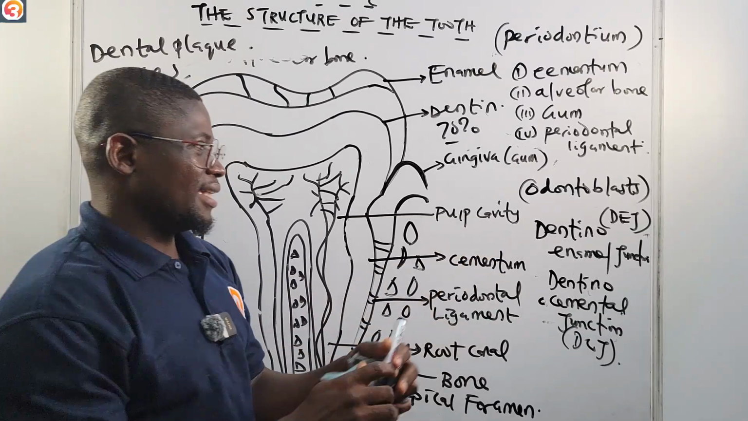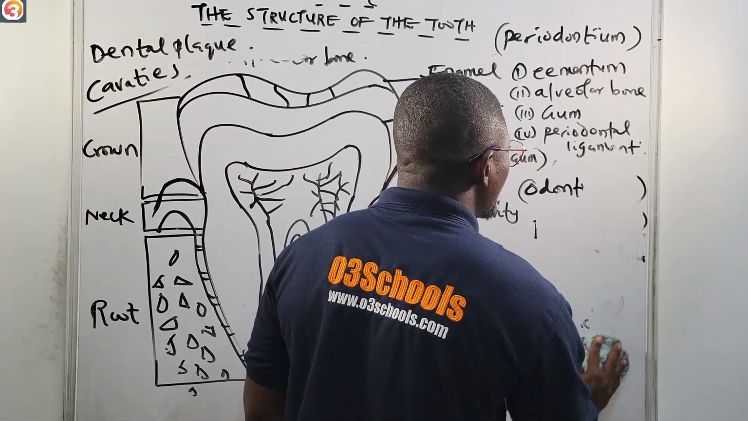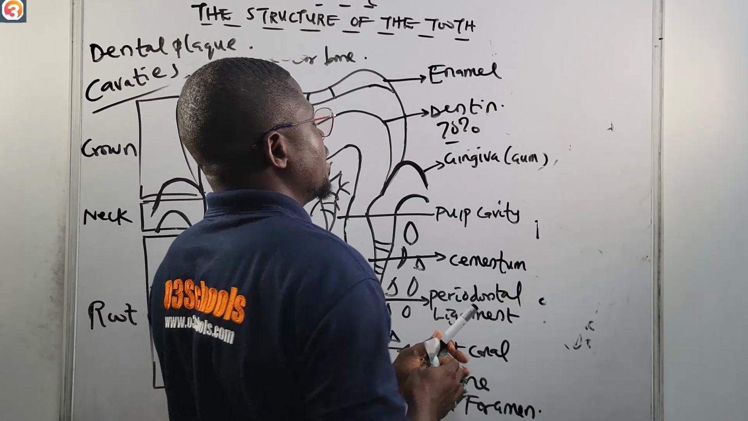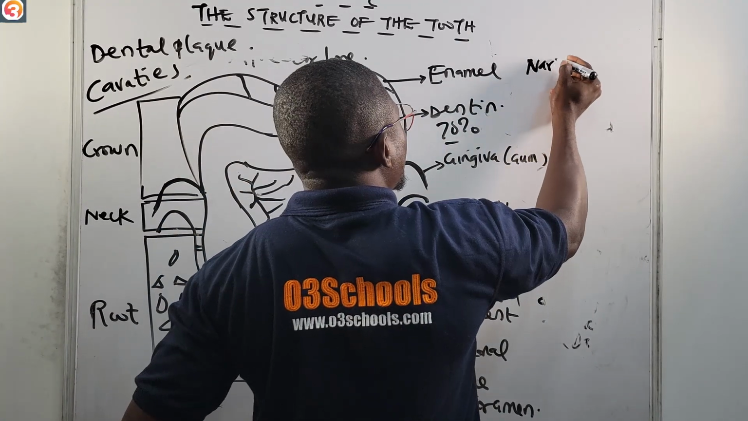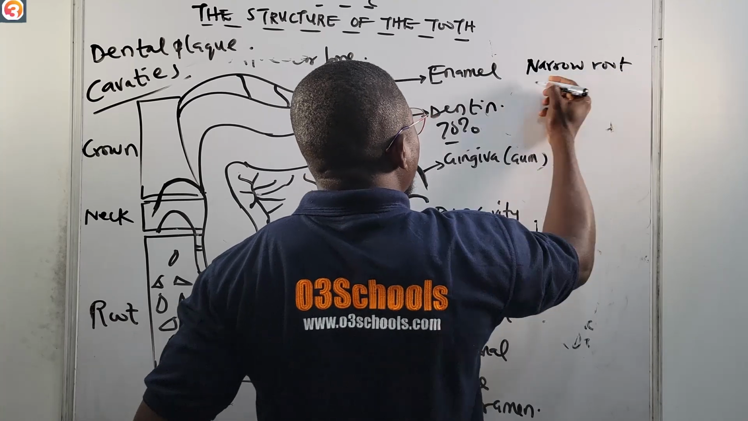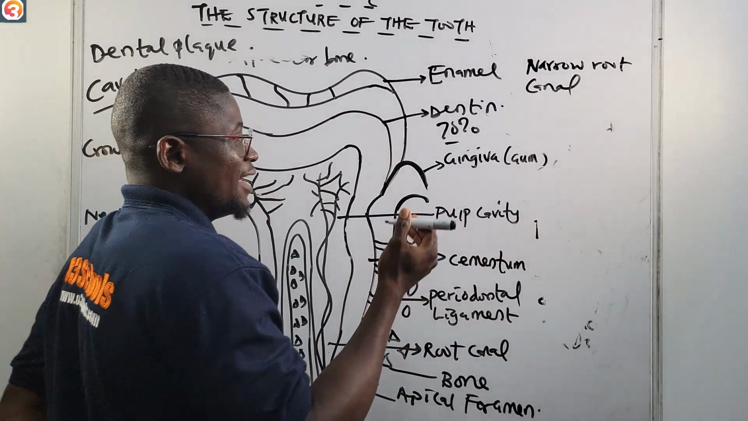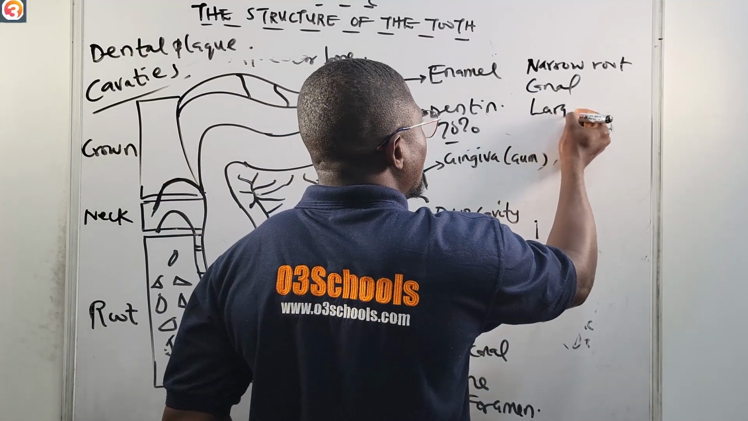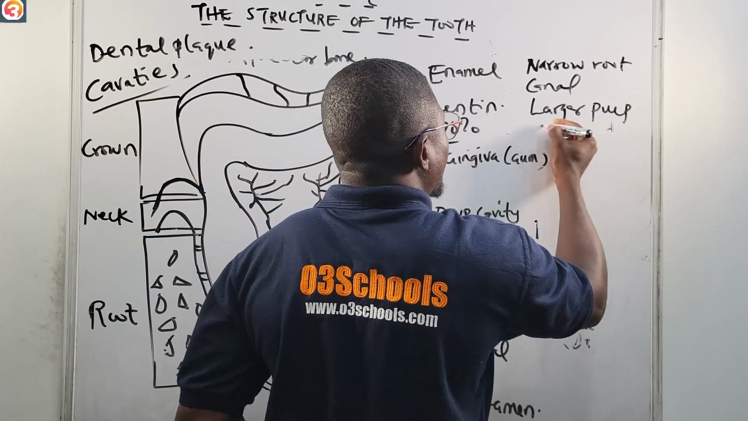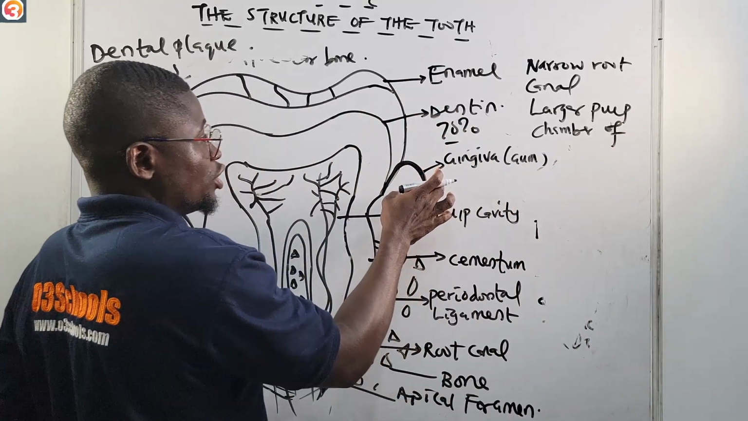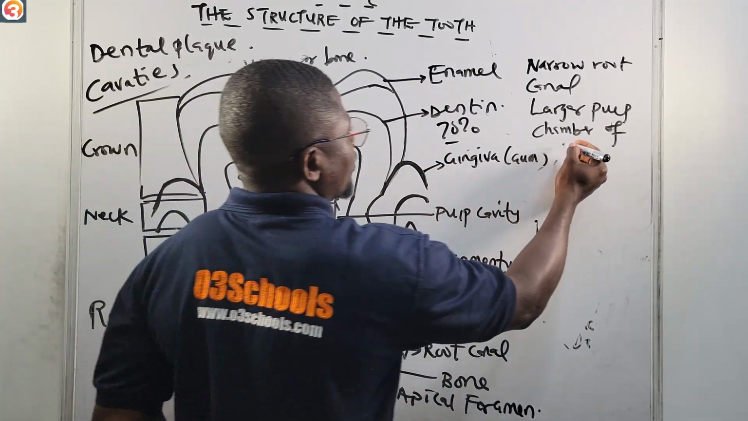Now, the pulp cavity has 2 main parts. One is called the narrow root canal of the roots. And number 2, we have the larger pulp chamber of the crown.